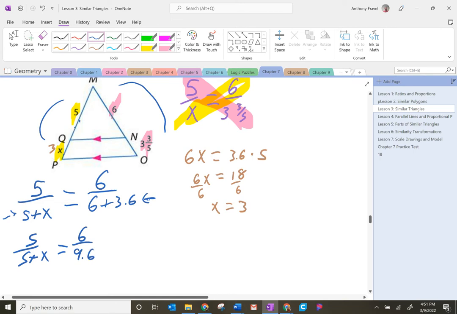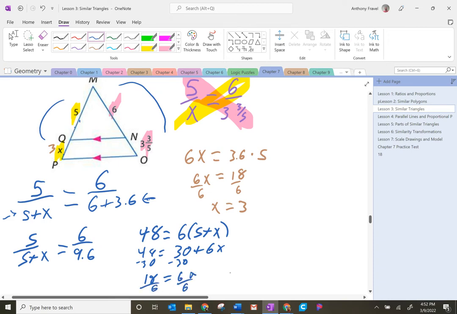Now I can cross multiply. I've got 5 times 9.6 is going to give me 48. So I'm going to write it over here. I've got 48 equals 6 times the quantity of 5 plus x. Okay, I've got 48 equals 30 plus 6x. Minus the 30 from both sides gives me 18 equals 6x. Divide both sides by 6. And I still get x equals 3. It's still going to work through the same way.